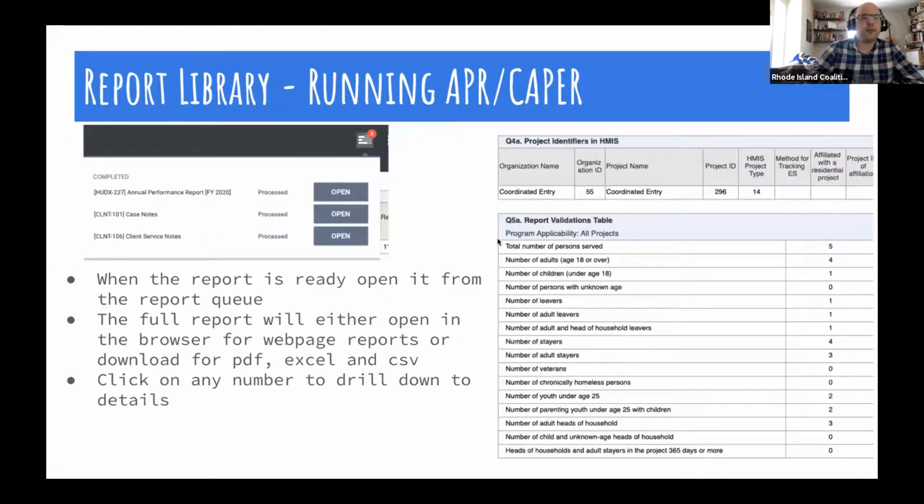When the report is ready to open, it will pop up in the report queue. The full report will either open in the browser for web page reports, or it will download if you run it as PDF, Excel, or CSV. And if you click on any number in a web page report, it will pull up a drill down as a pop-up in a new tab.